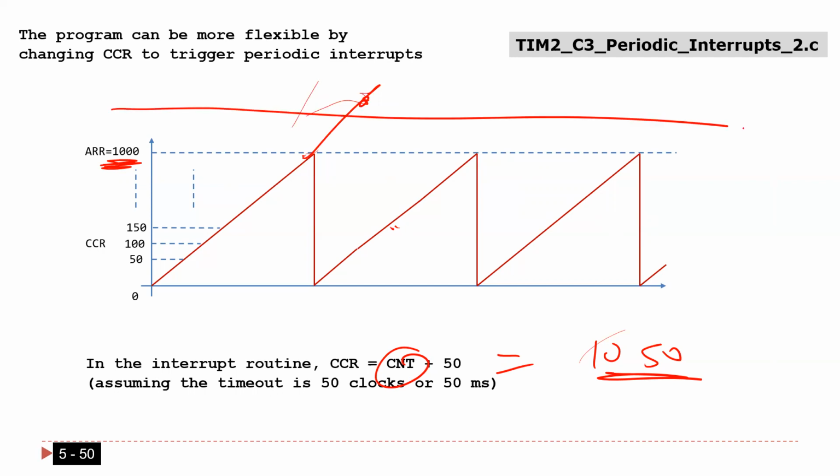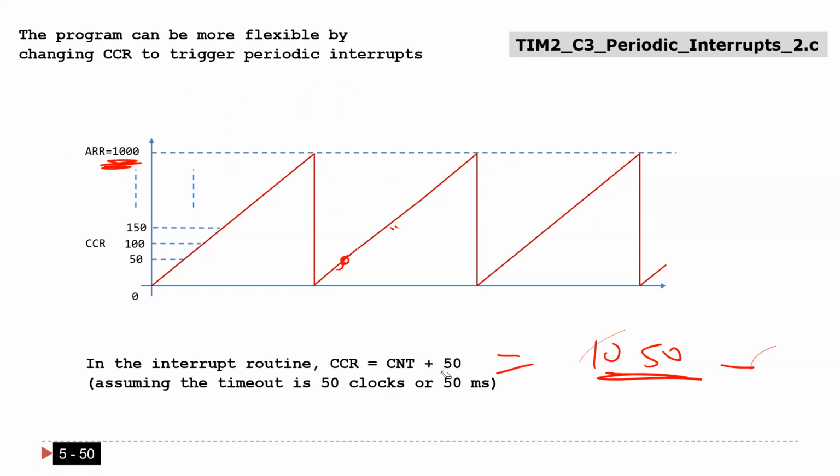So if you put that in CCR, you are not going to have any interrupts, because the count will never equal CCR. That is why after I add 50, I have to check if it is more than ARR, and then subtract ARR so that I can bring it back here. You got what I'm saying? So again, after you add the timeout, if the total is greater than ARR, I have to subtract ARR.